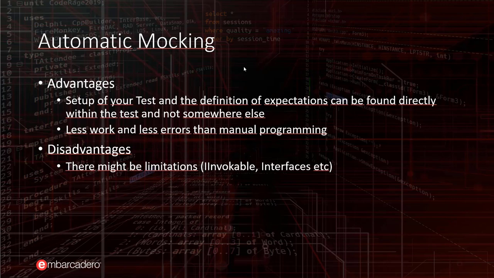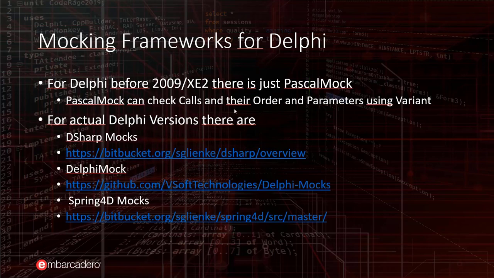The biggest advantage of automatic mocking frameworks, whether you take Spring 4D or D-Sharp or Delphi Mocks, is that you can have the setup of your tests and the definition of your expectations within the test. With a fluent interface syntax, you can read everything directly written into your test code. So this is the big advantage of these automatic mocking frameworks.